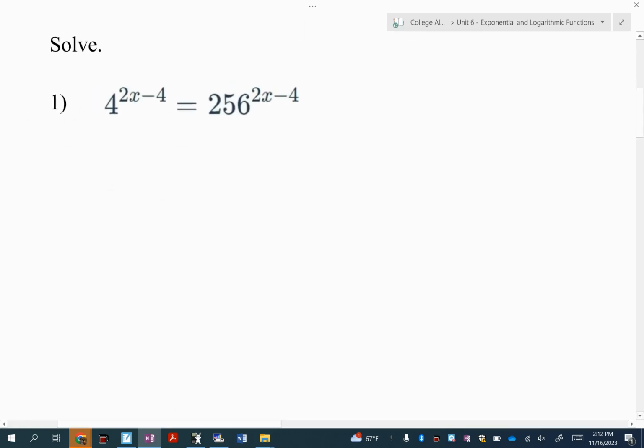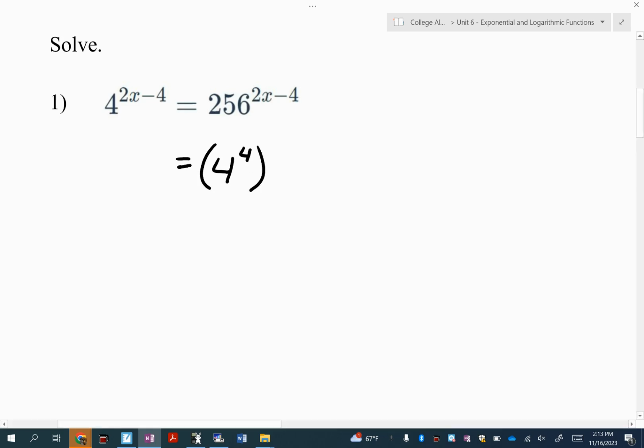Do you see the base that's on the left side? Do you guys see that 4? So is there a way I could rewrite 256 with 4 to some power? So what's 4 to the first power? 4. What's 4 to the second power? 16. What's 4 cubed? That's to the third power. 64. What's 4 to the fourth power? 4 times 4 times 4 times 4. Hector did it. 4 to the fourth power is 256. So I can rewrite 256 as 4 to the fourth power.